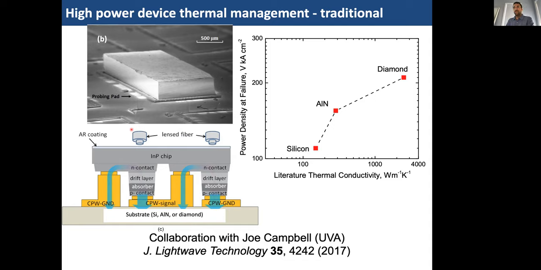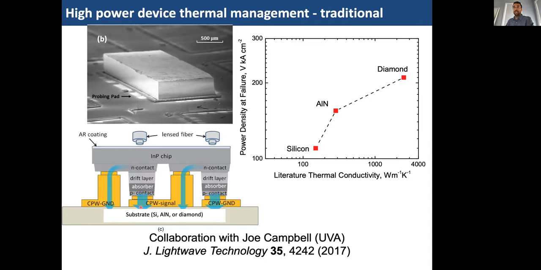Now, the problem is, as you push to higher power, you generate more heat and you need to get rid of that heat. So currently, if you were to look at one of his photodiodes, then you have an active region where all the heat's being generated and you need to get heat out of that active region and cooled into some heat sink, into some submount. And the more heat you can get out of the active region, or the absorbing region here, the higher power you can handle in this device.